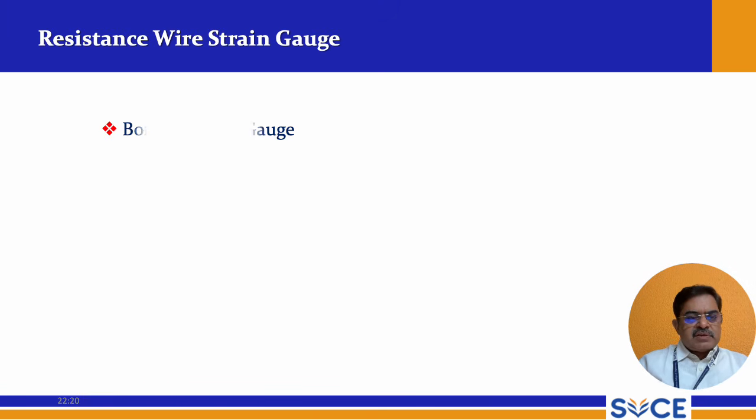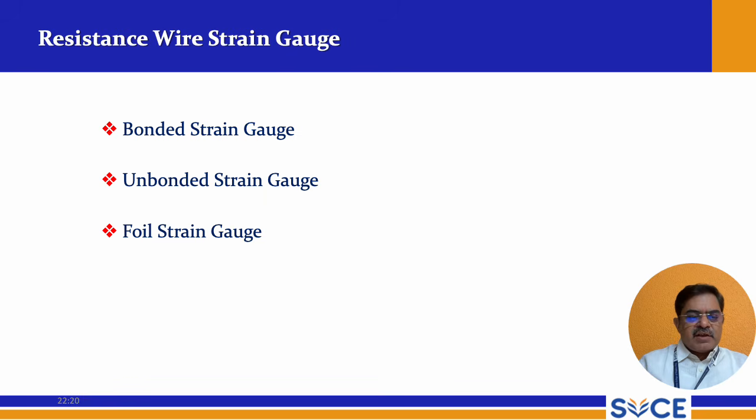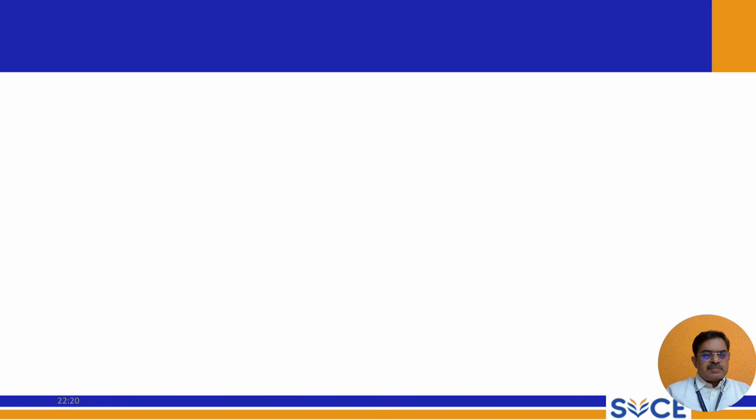And the resistance wire strain gauge. There are three types: bonded strain gauge, unbonded strain gauge, and foil type strain gauge. So these three we are going to discuss here. The first one is the bonded type strain gauge.